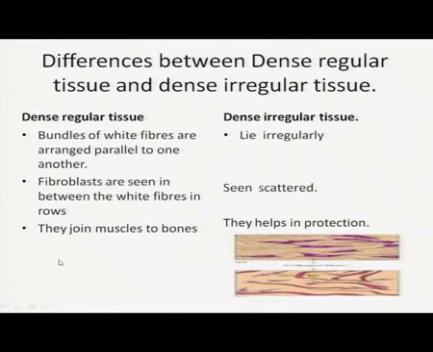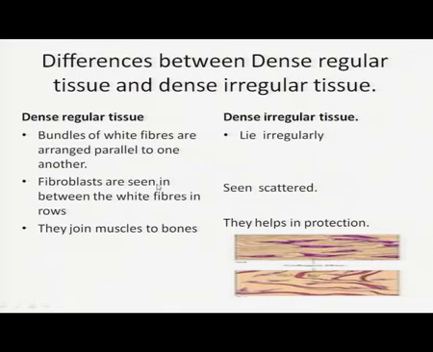Now, coming to the characters of these two different types of dense connective tissue. What are the differences between a dense regular connective tissue and a dense irregular connective tissue? Here in this diagram you can see and identify some of the characters. In dense regular tissue, bundles of white fibers are arranged parallel to one another.